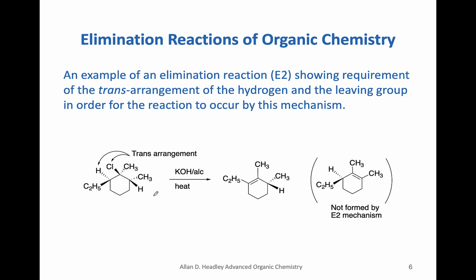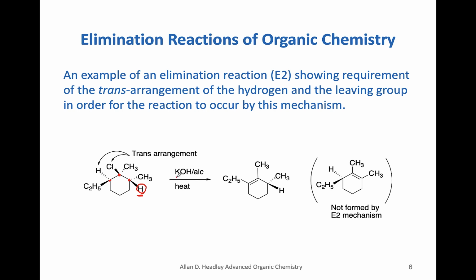Let us turn our attention to the geometry requirement. You will remember that for the E2 mechanism, the geometry is a trans requirement because the base abstracts the hydrogen on the adjacent carbon, which is opposite to the leaving group on the next carbon. So here we have a carbon that has the leaving group. The adjacent carbon has a hydrogen that's trans, but on the adjacent carbon here there's also a hydrogen, but this hydrogen is cis to that leaving group.